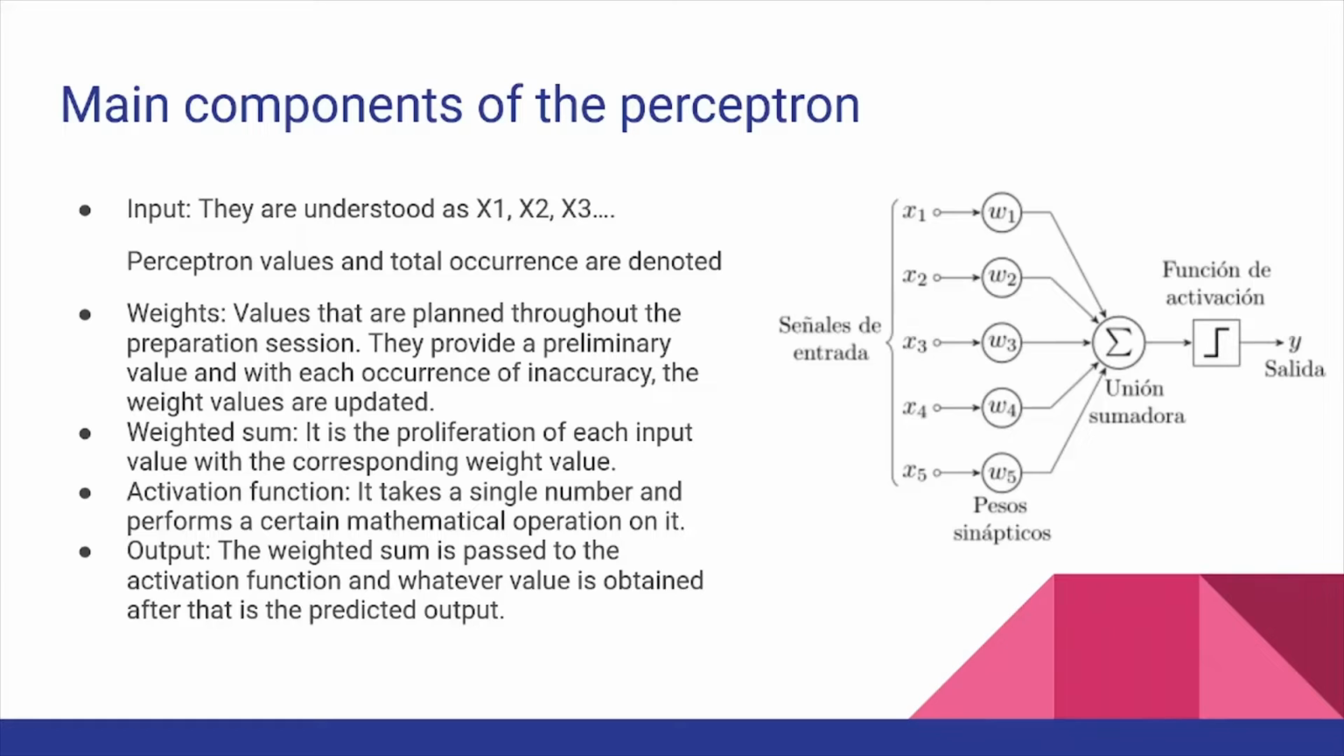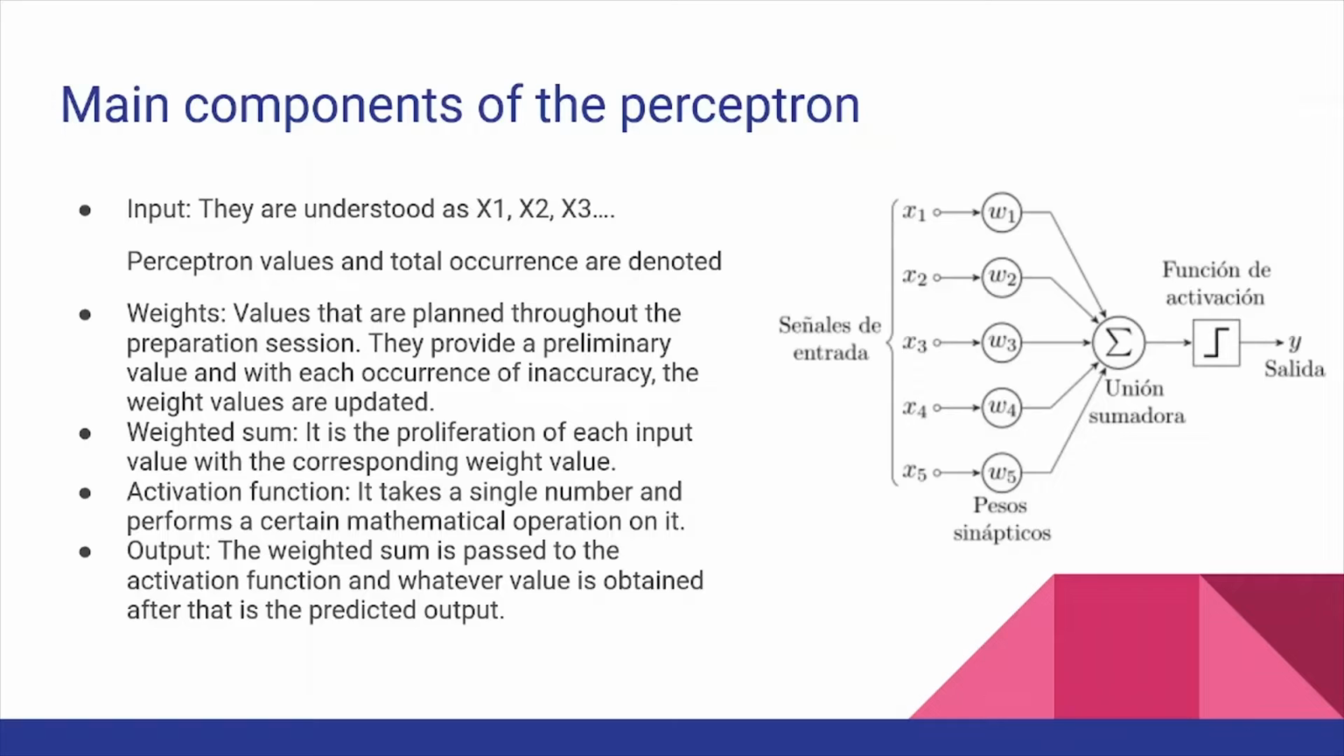Main components of the perceptron. First is the input. They are understood as x1, x2, x3, etc. Perceptron values and total occurrence are denoted. Next, weights, values that are planned throughout the preparation session. They provide a preliminary value, and with each occurrence of inaccuracy, the weight values are updated.